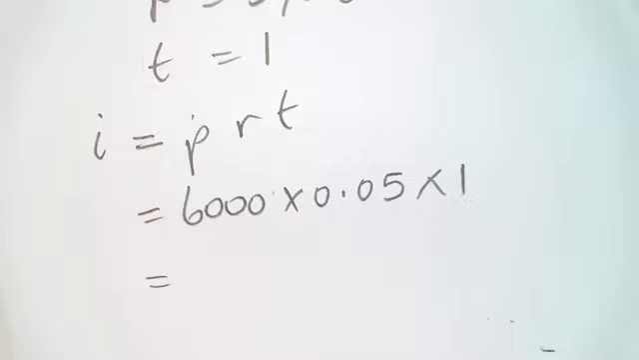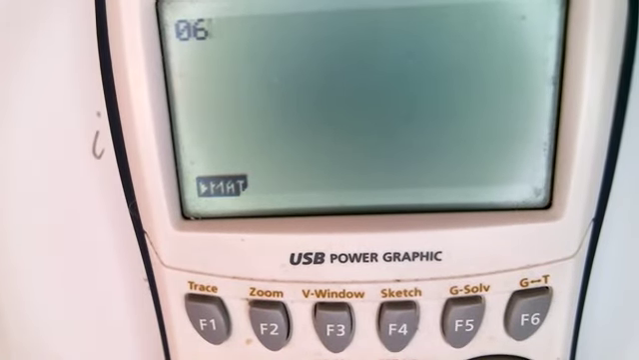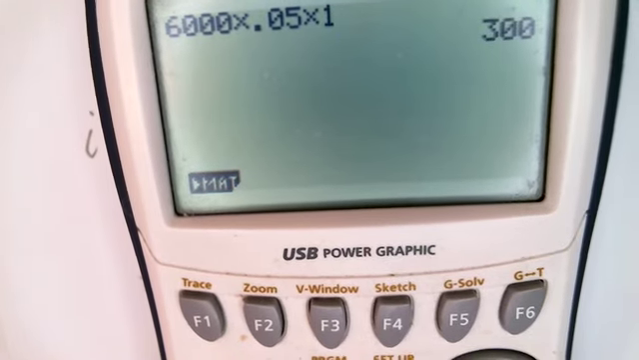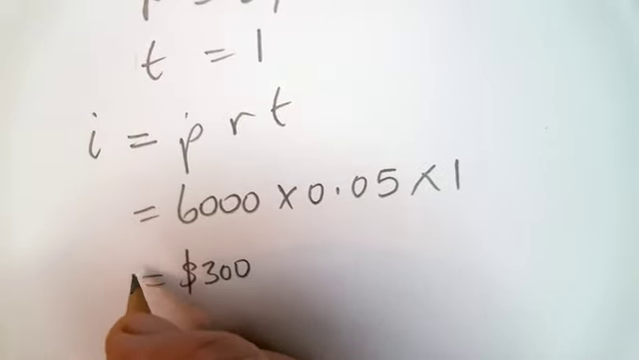So let's just do it on the calculator so you can see what I'm typing in. 6,000 times 0.05 times 1. And that's going to be 300. So the interest is going to be $300.